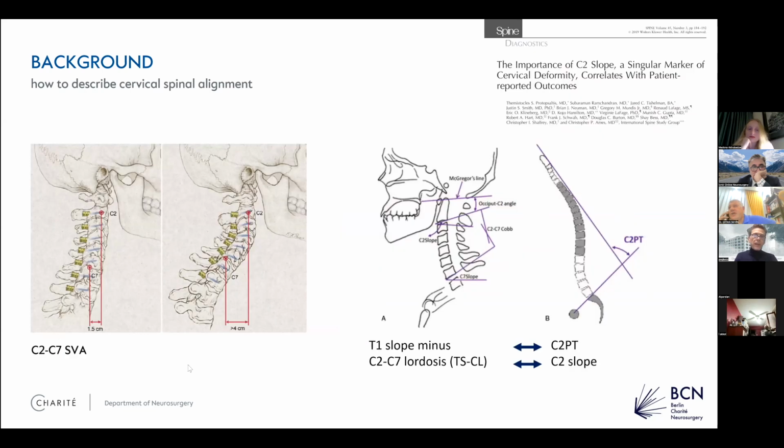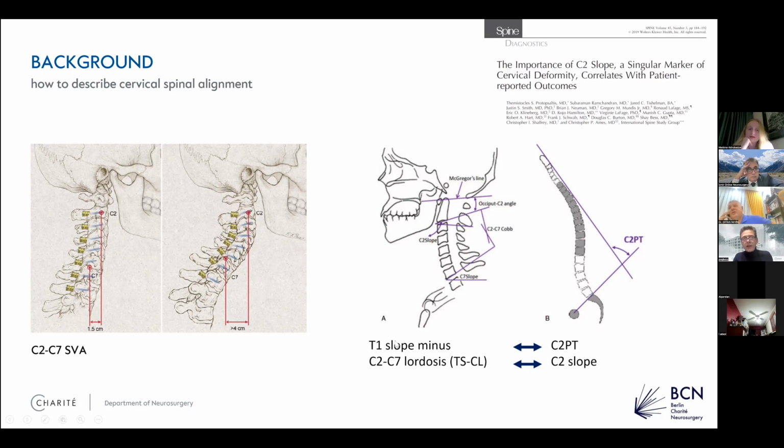And here is the plumb line from C2 down, and you measure the distance from the C7 plumb line, which is usually somewhere around 2 centimeters, and it becomes pathological if it's more than 4 centimeters. So 4 and more centimeters is a significant cervical kyphosis with the plumb line of C2 going in front of C7 by more than 4 centimeters.